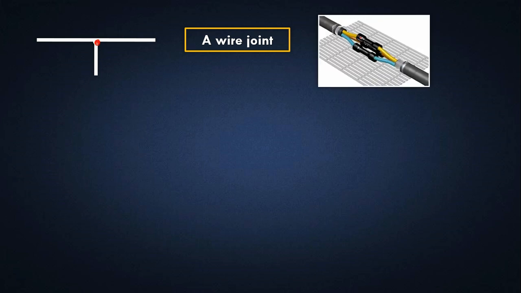Now this symbol represents a wire joint. Okay, you can see that at the joint, one wire is connected with another wire here. This is a joint which represents like this. This is the joint of the two wires, so simply we represent it like this.